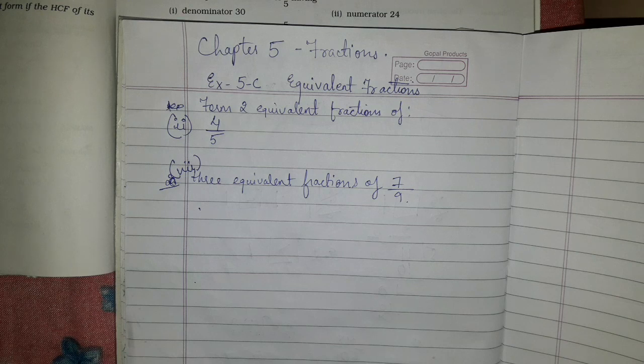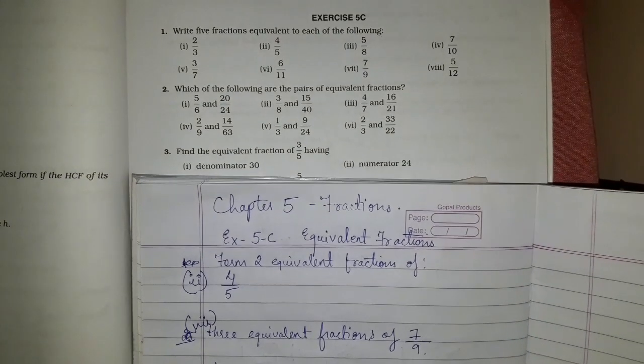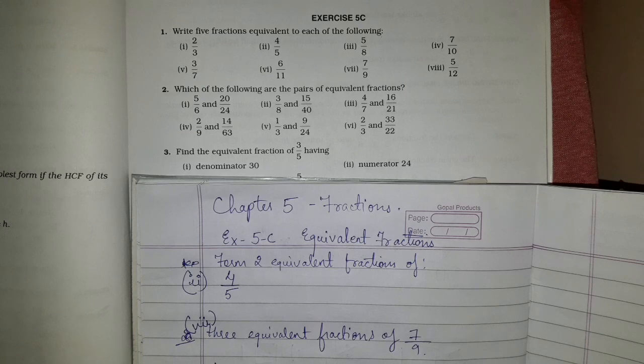Today, let's start exercise number 5C, equivalent fractions. Now, equivalent fractions, this topic we have done last year. So, let's quickly revise what is there in this topic. Write 5 fractions equivalent to each of the following. As you can see, in the first question, we have to write 5 fractions equivalent to each of the following.